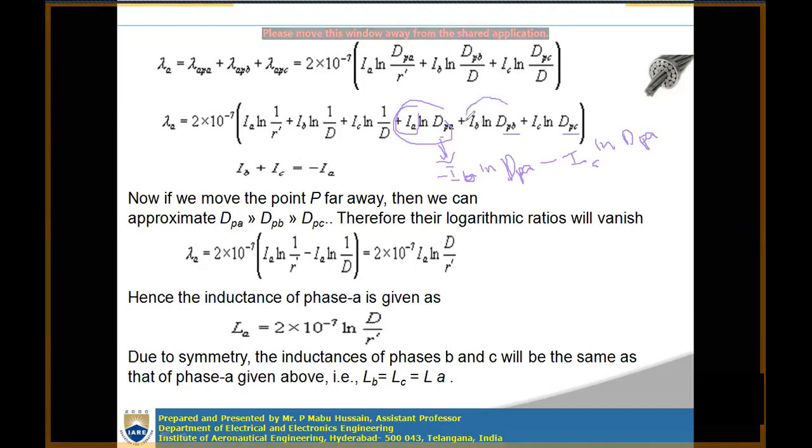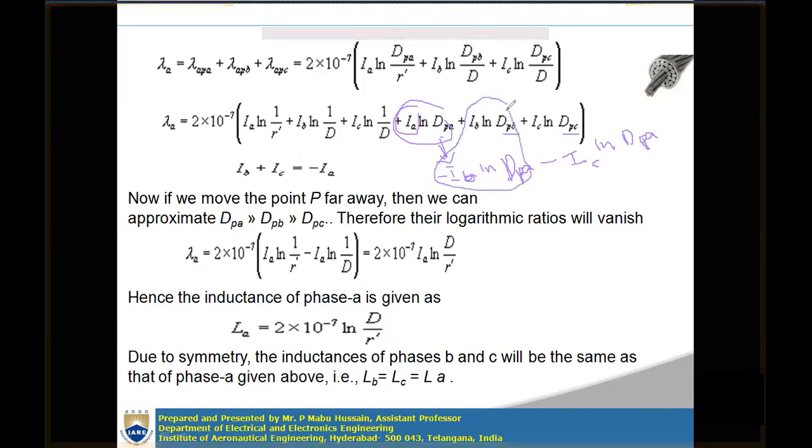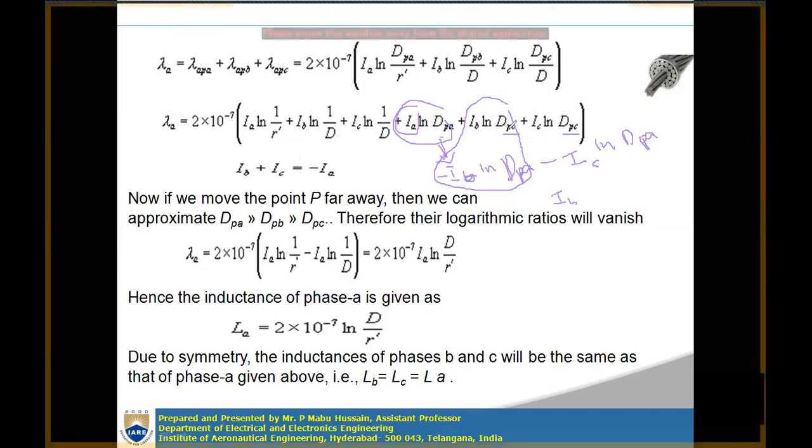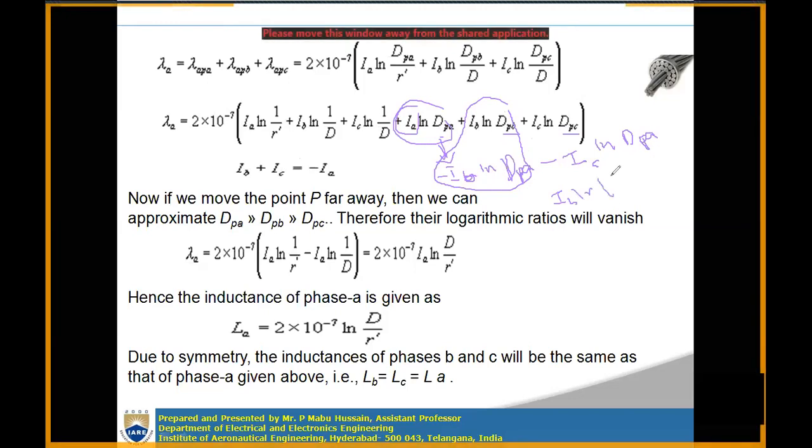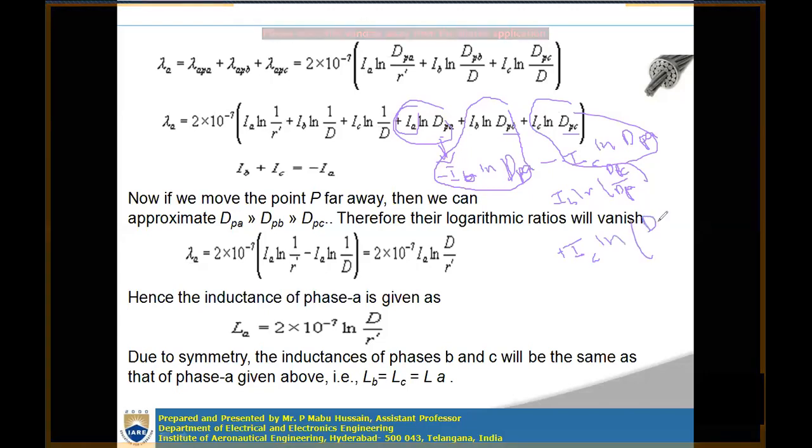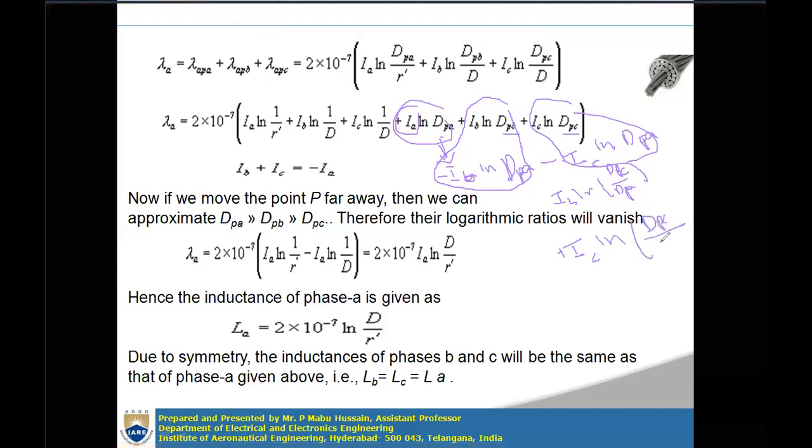Now from these two, IB is common here. When you take IB common, you get ln dPB minus ln dPA, which can be written as ln dPB by dPA. Similarly, if you take IC as common, then plus IC ln dPC by dPA.